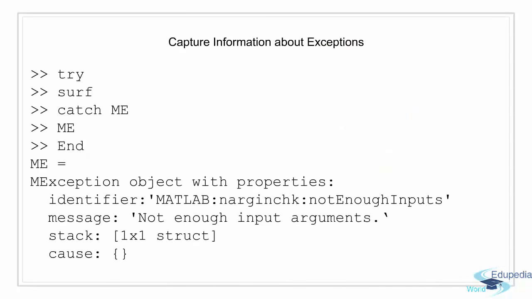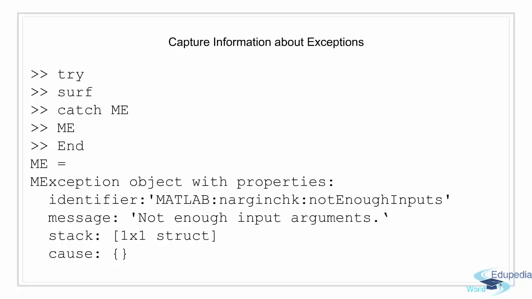Let's try a basic try and catch statement. Here I have tried to execute the surf function without any input arguments, and I am catching the MException object. I display this ME object. The output I get is something shown here. I get an MException object with four properties.